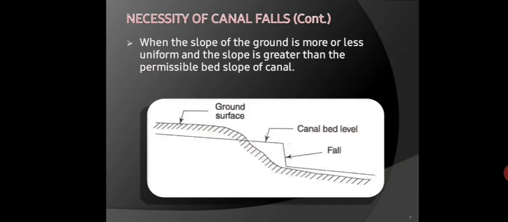When the slope of the ground is more or less uniform and the slope is greater than the permissible bed slope of the canal, this is the second case. In the first case, the ground slope is very steep, and in this second case, the slope may be more or less uniform but greater than the permissible canal bed slope. At that time also we can construct a canal fall for smooth flow of water.